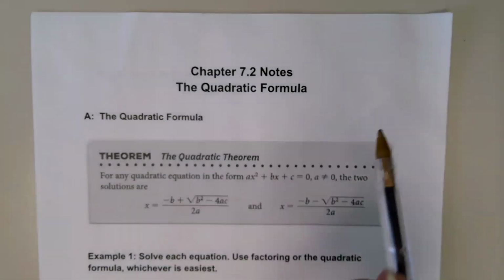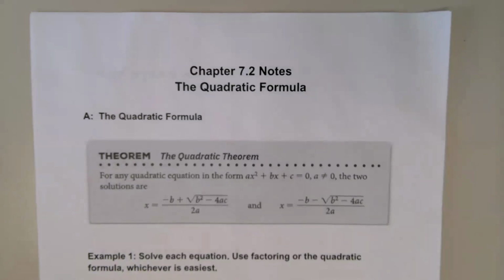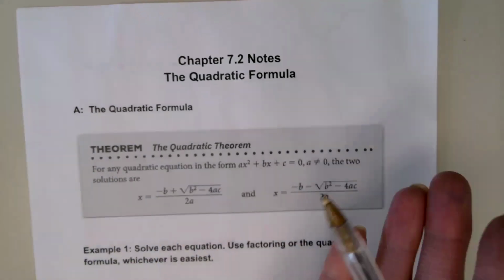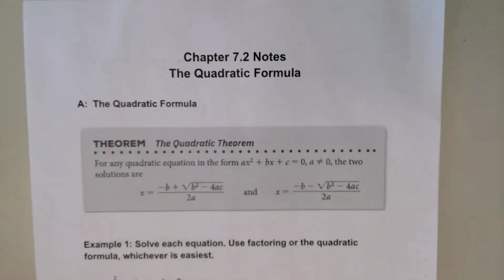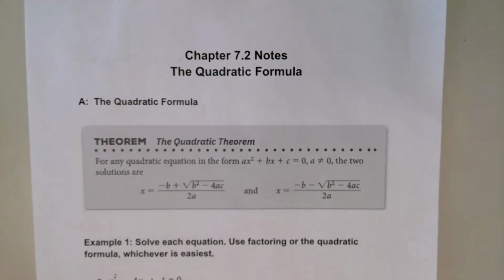In 7.1, we learned about the square root property and completing the square so that we can use the square root property to solve quadratic equations. In this lesson, we're going to learn about the quadratic formula. And this formula works every single time. It is cumbersome and you have to be very detailed. And so that's why if there's other strategies that we can use, I would prefer those.